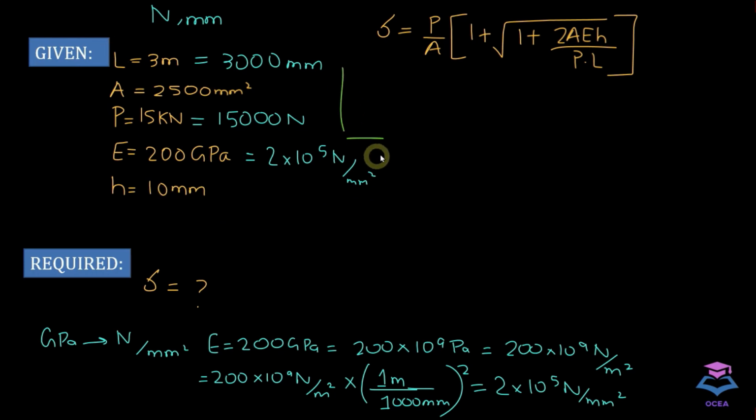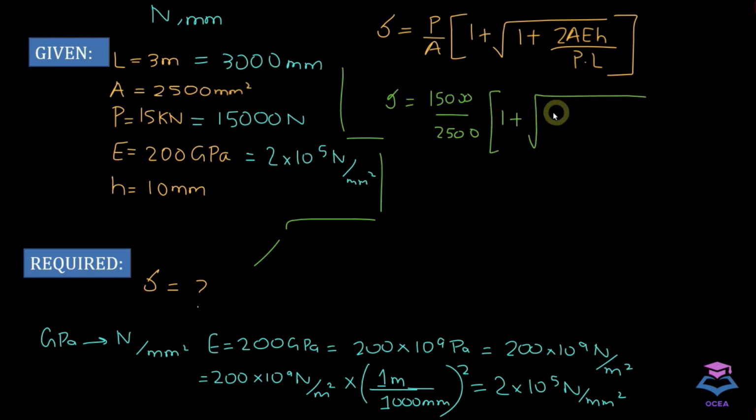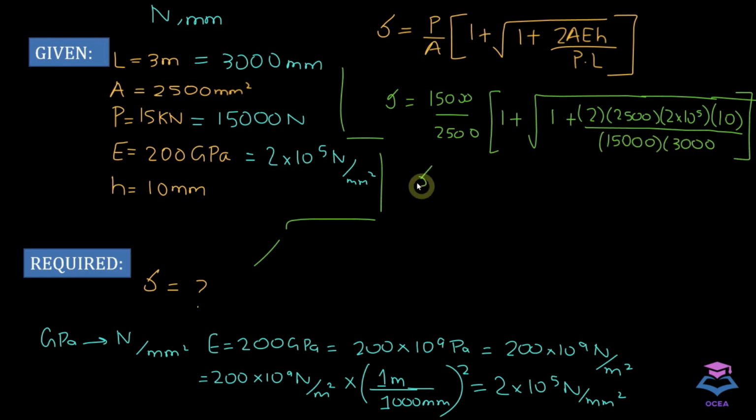Okay, let's start with the calculation. So substitute all of the values. And if you solve this, it's coming out to be 95.64 Newton per millimeter square. And that's your answer.